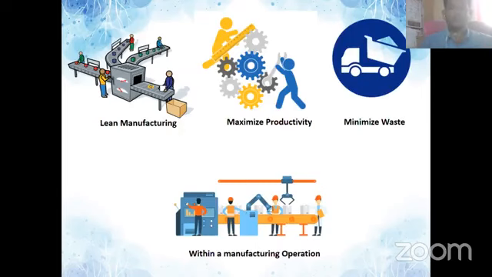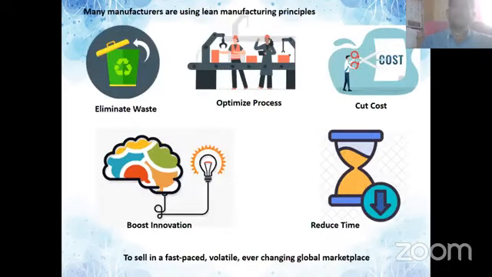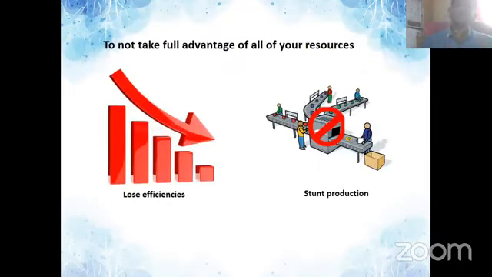Many companies using lean manufacturing principles are eliminating waste, optimizing the process, cutting the cost, and reducing the time. Simultaneously, they are innovating new products or boosting innovations to stay in a fast-paced, volatile, ever-changing global marketplace. The companies who are not taking full advantage of their resources are losing their efficiencies, which leads to production halt.